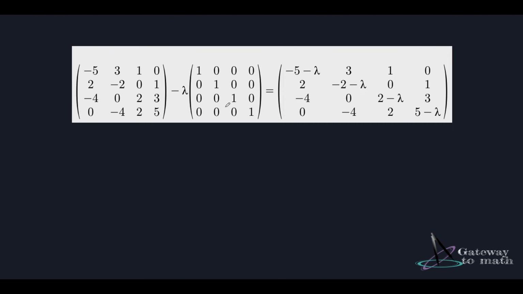now when we subtract the two, it's just the diagonal entries that are getting subtracted by lambda, as you can see, because all the other entries are 0. So this becomes -5 minus lambda, -2 minus lambda, 2 minus lambda, and 5 minus lambda respectively.